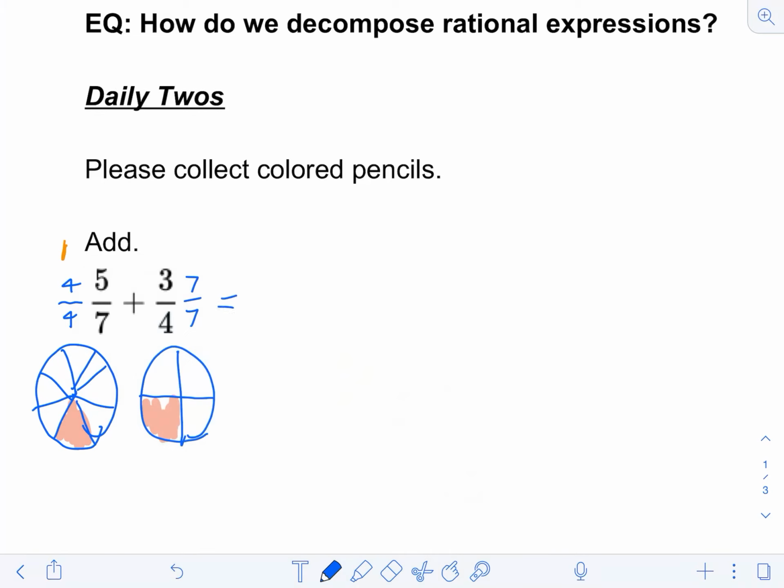Okay? So whenever we go ahead and multiply that, if you remember, when we multiply fractions, we multiply the top and the bottom. So 4 times 5 is 20. On the bottom, 4 times 7 is 28. Plus 21/28. And then whenever we add them, we do not add the denominators.